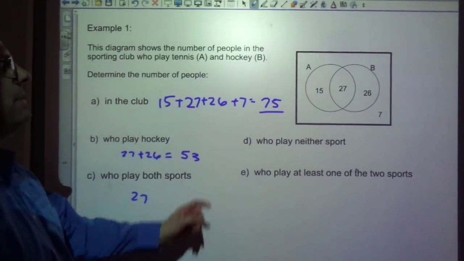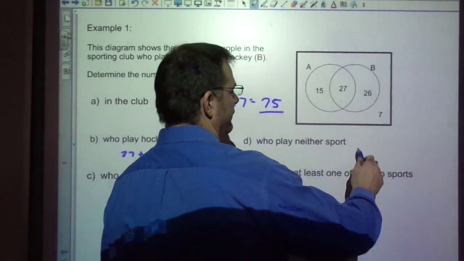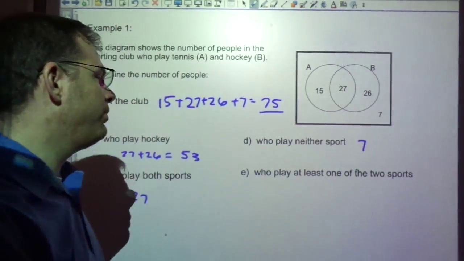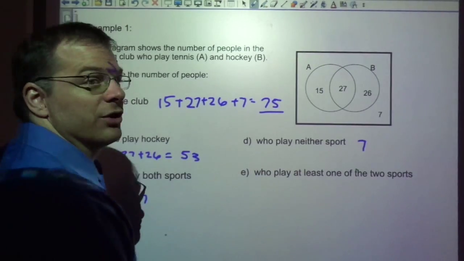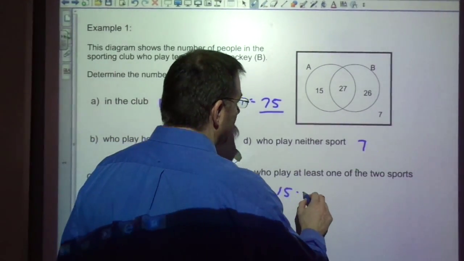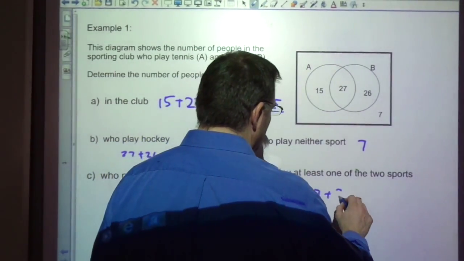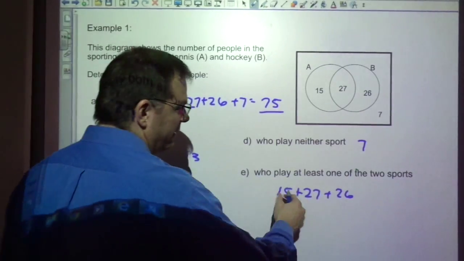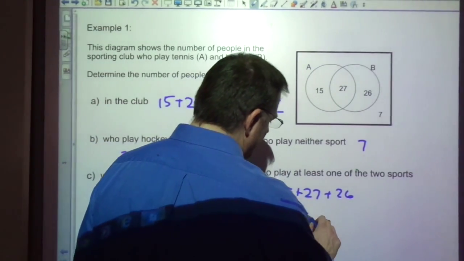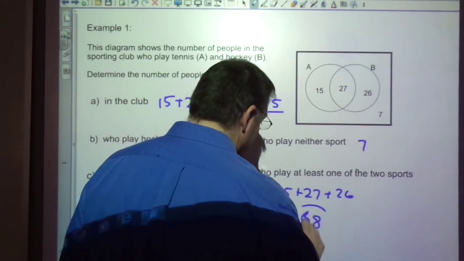How many people play neither sport? Well, that's these guys over here. There's 7. And how many people play at least one of the 2 sports? Well, that would be the tennis people, plus the both, plus the only hockey people. What's that? 53 plus 15 is 68.